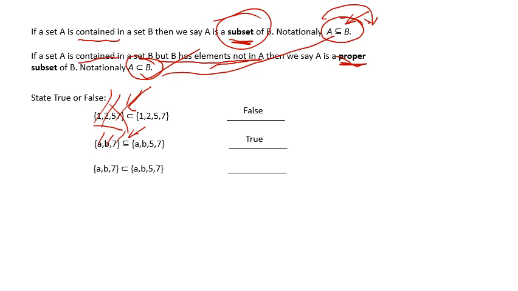Pause the video. For this one, we are asking, is it a proper subset? Is everything on the left on the right side? The A, the B, and the 7. But we also have a second question. Is there something on the right side that is not on the left side? Yes, the 5. So it is true.